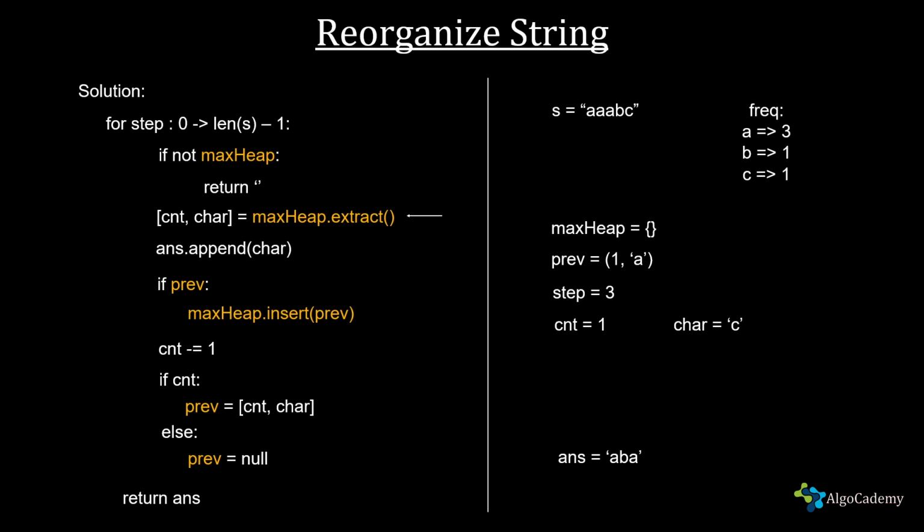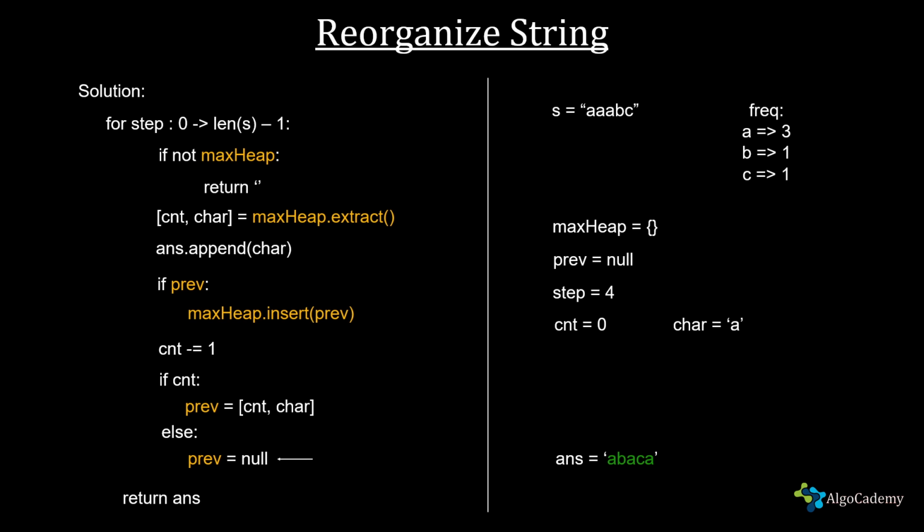We extract the pair 1c from the max heap. We append c to the solution. Is previous not null? Yes, so we insert the pair 1a to the max heap. We decrement counter. Counter is now 0, so prev becomes null, and we continue. Is max heap empty? No, it's not. We extract the pair 1a. We append a to the solution. Previous is null, so we do nothing. We decrement counter. Counter is not greater than 0, so prev is still null. And this was the last step of the for loop, and indeed, our solution is correct.